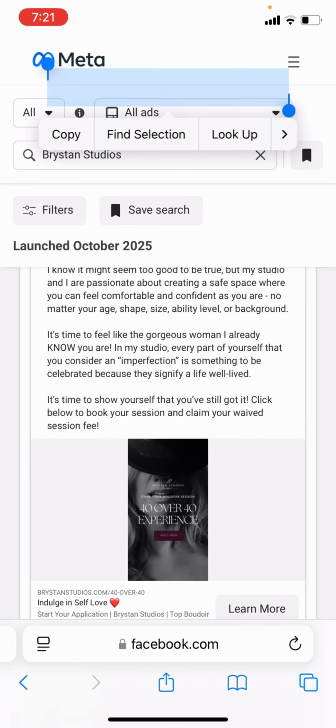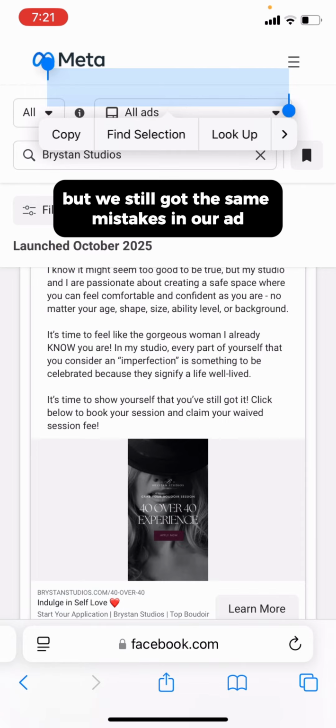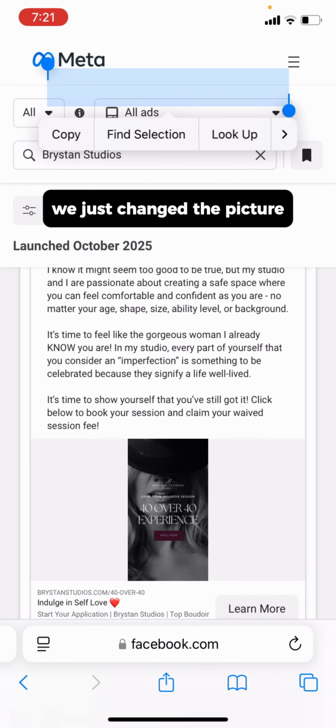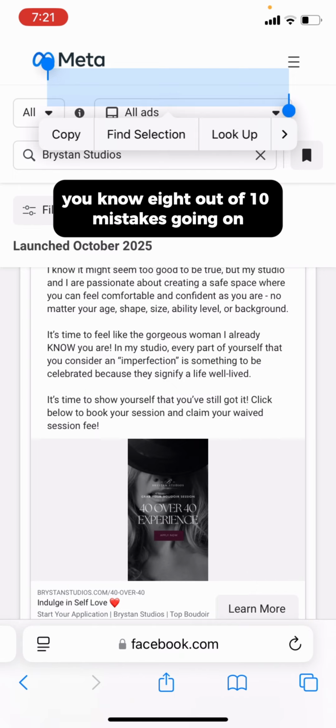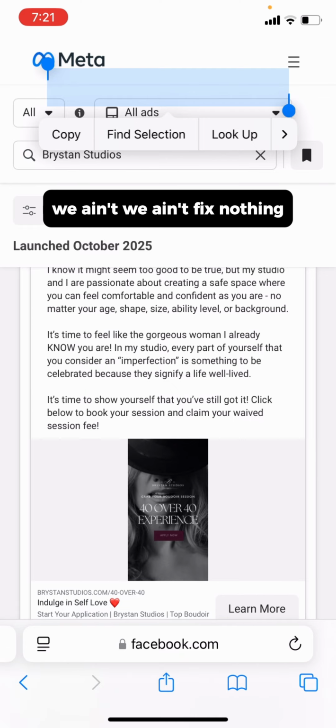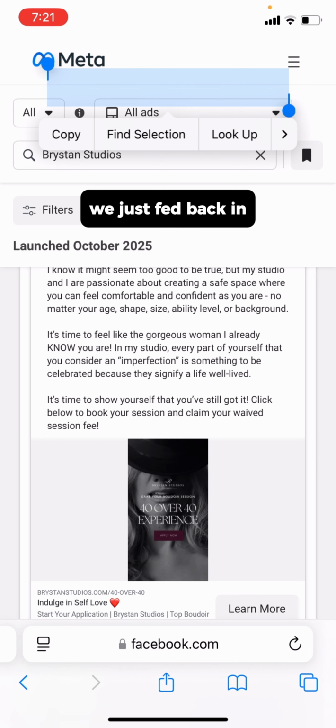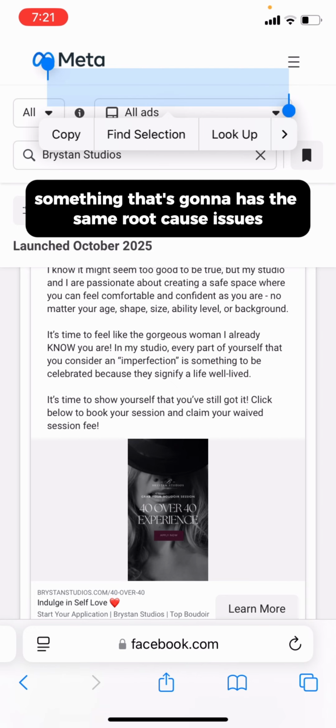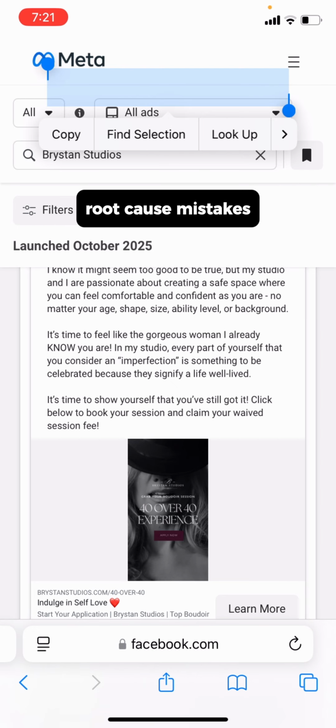Refresh creative. But we still got the same mistakes on our ad. We just changed the picture. We still got the same, whatever, 8 out of 10 mistakes going on. We ain't fixed nothing. We just fed back in something that has the same root cause mistakes.